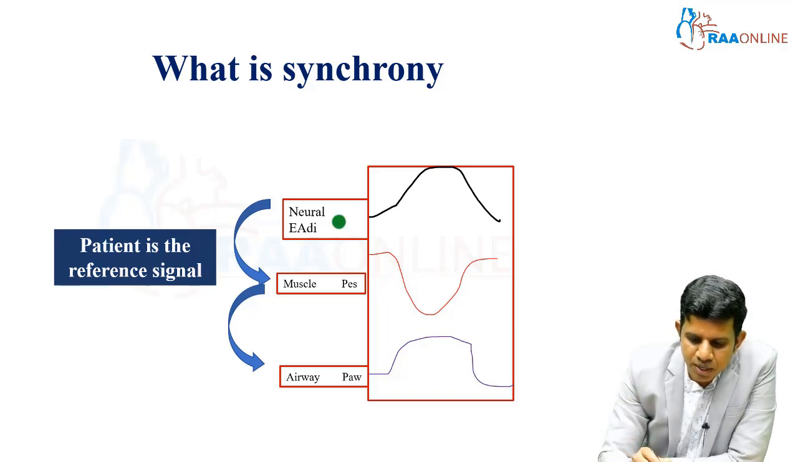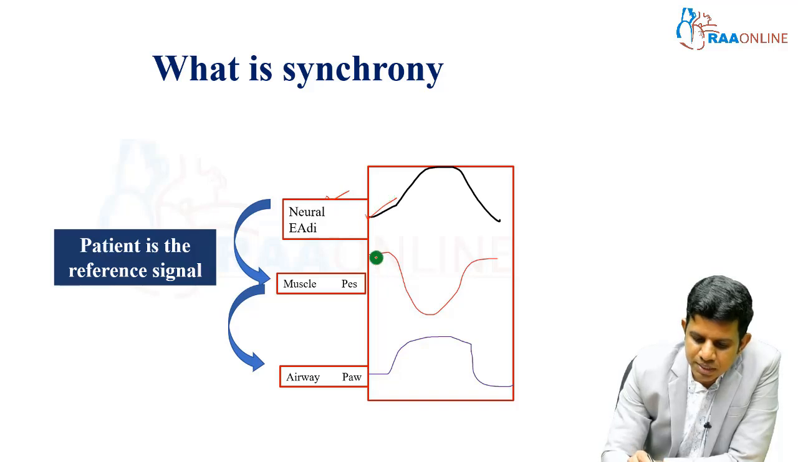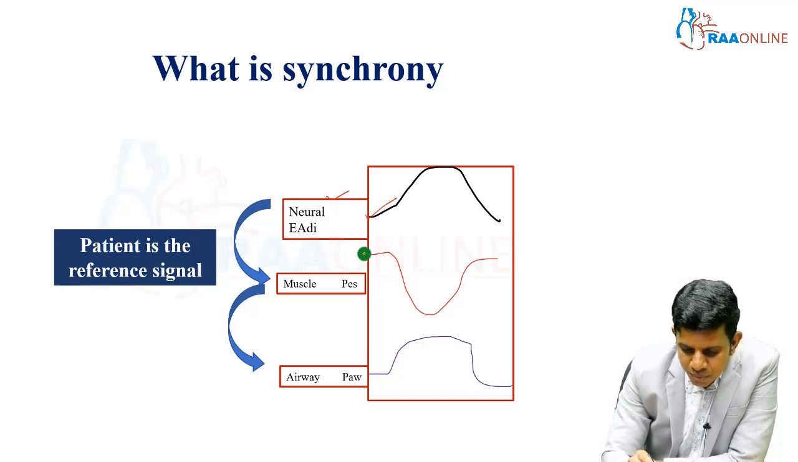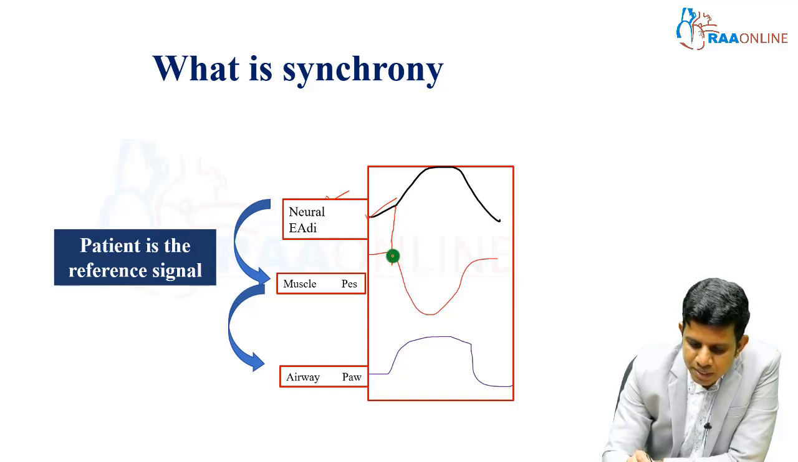So, for example, this is the neural signal. Here the patient wants to initiate the breath. This is the muscle, the pleural pressure. At the same time, what happened? The patient is also generating a negative pleural pressure, and at the same time the ventilator is giving the flow. If it all occurs at the same time, it means synchrony.